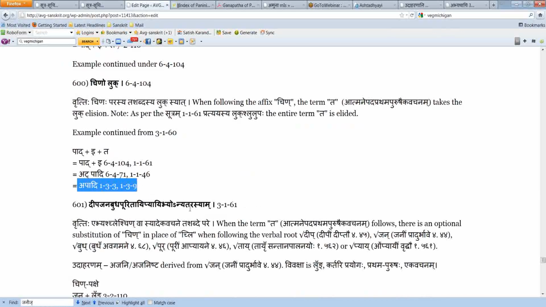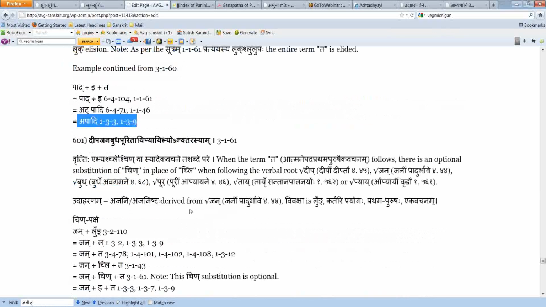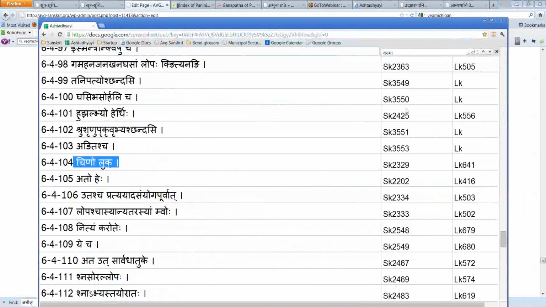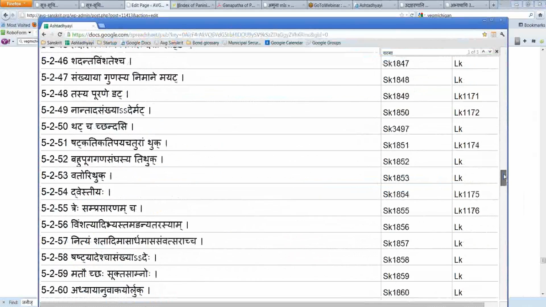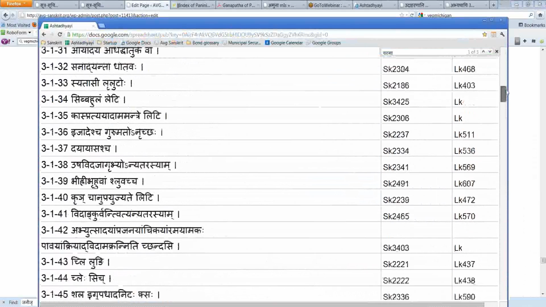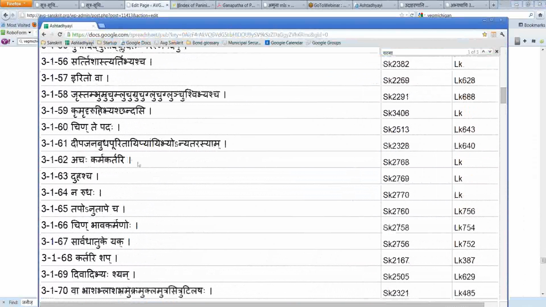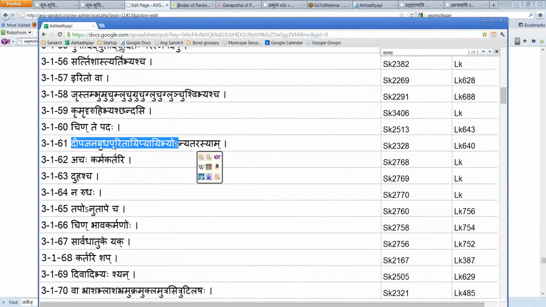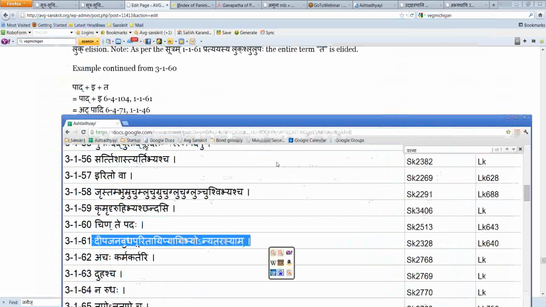Now after this, very quickly, even though the book doesn't have this in full detail, we can look at the next rules here quickly also. Below chinte padaha, there are two more rules we can quickly look at. Actually, one more, I think, let's look at just one more only. Dipa jana budha purita payi pyayi bhyo anyatarasyam. Anyatarasyam. Chinte pada was nitya karyam. And this is anyatarasyam.